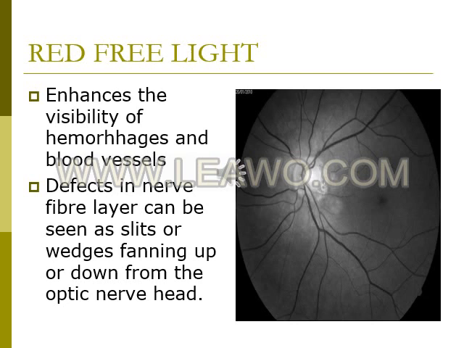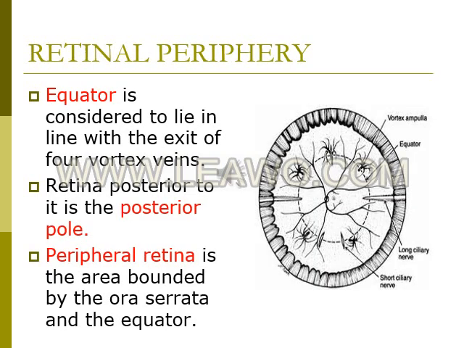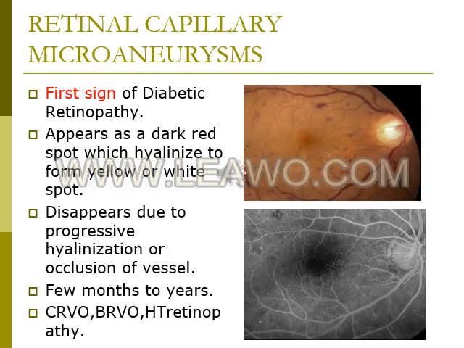Red-free light enhances the visibility of hemorrhages and blood vessels. Defects in the nerve fiber layer can be seen as slits or wedges fanning up or down from the optic nerve. The equator is considered to lie in line with the exit of the four vortex veins. The retina posterior to it is the posterior pole, and the peripheral retina is the area bounded by the ora serrata and the equator. We will see a few common fundus findings.